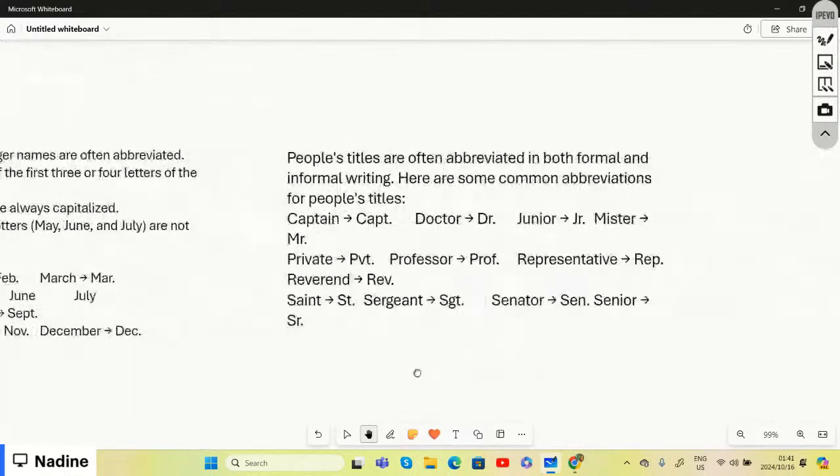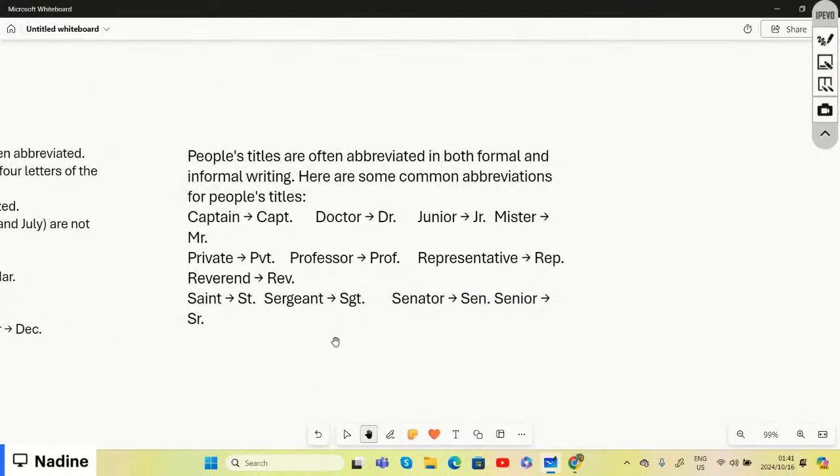And then lastly, we also need to abbreviate people's titles like Miss, Mr., Professor, Private, Captain, Doctor, Junior, Saint, Reverend. Those are words that we need to abbreviate in both formal and informal writing. We need to still abbreviate those words. And remember, it also ends with a period, not forgetting to put the period to show the abbreviated words.